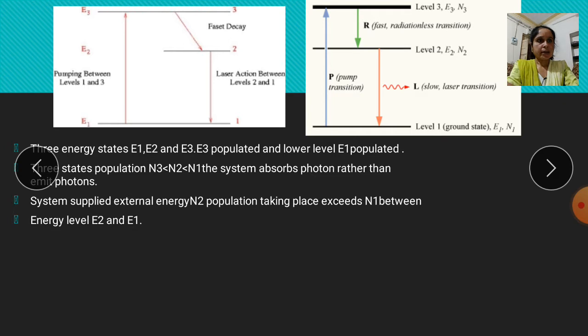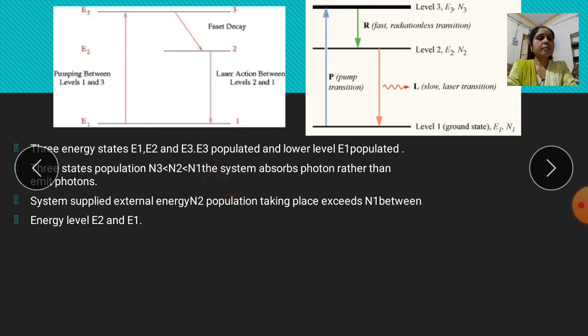Radiative transitions take place from the higher level to the second level E2, and this state is generated in the second level from the ground state level. That is the pumping process. The ground state level goes directly to the higher state E3. In this three level system, the population N3 is less than N2, which is less than N1.